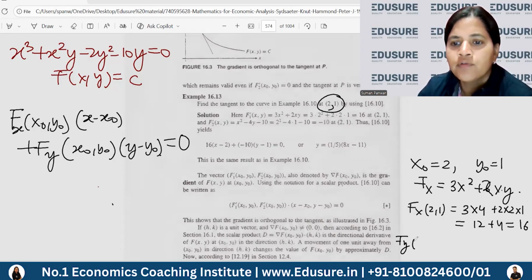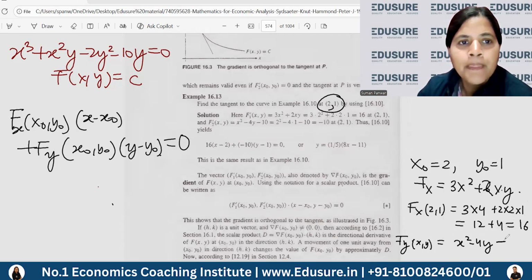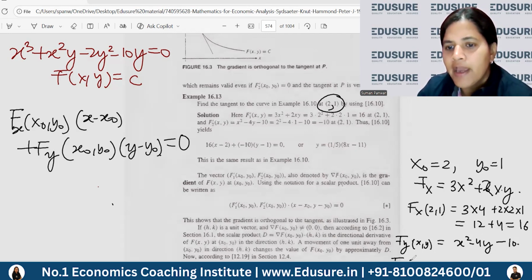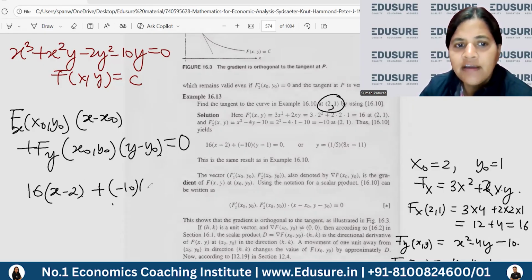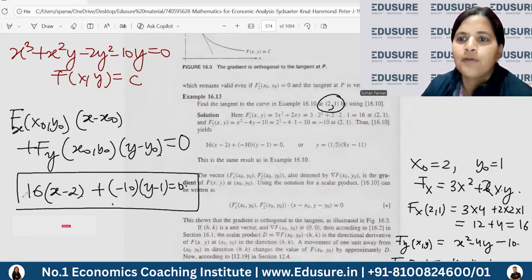And fy, so let's first calculate fy. So fy should be x squared minus 4y minus 10. So fy at (2, 1) will be 4 minus 4 minus 10, which is minus 10. So my answer should be 16 times (x minus 2) plus (minus 10) times (y minus 1) equals 0. So now you can simplify this particular equation.